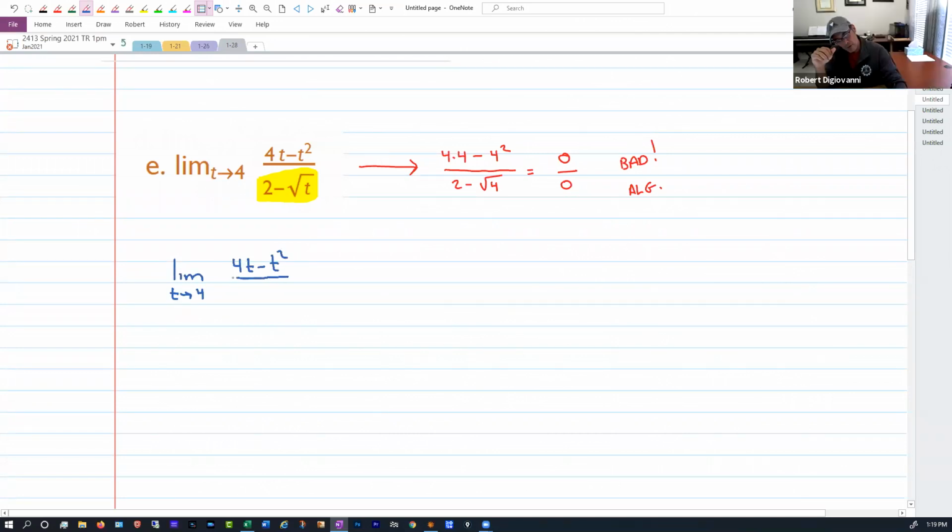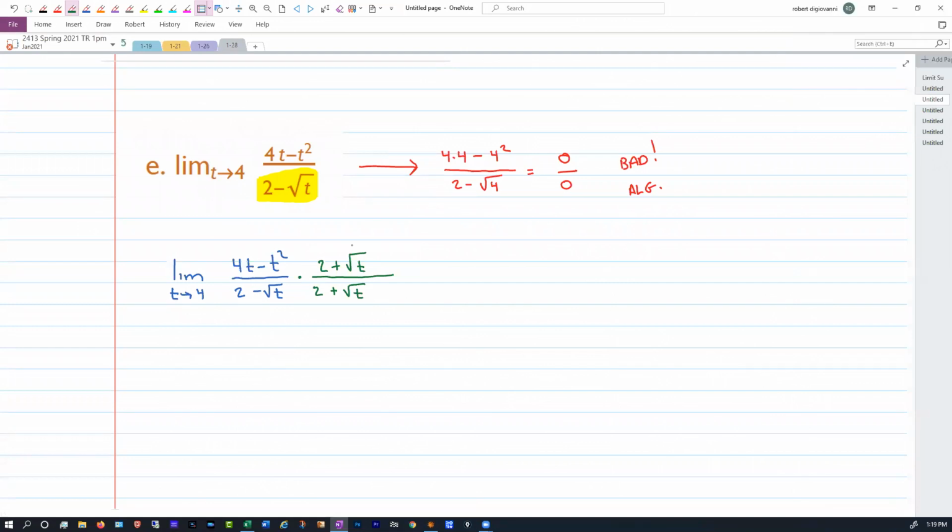So that means you're going to multiply the whole thing by the conjugate of the bottom, 2 plus root t. That's the conjugate, 2 plus root t. Everyone agree? Mm-hmm. Let's see what happens.